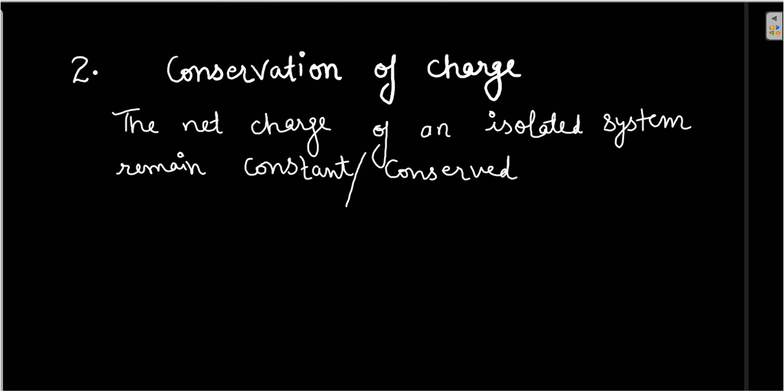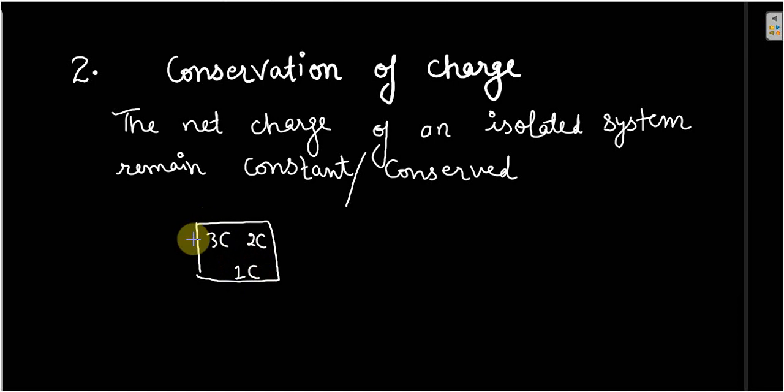According to the definition of conservation of charge, the net charge of an isolated system remains constant or conserved. So let us understand this. Let us consider we have an isolated system. So what is an isolated system? An isolated system is a system where no external thing or external force can enter.